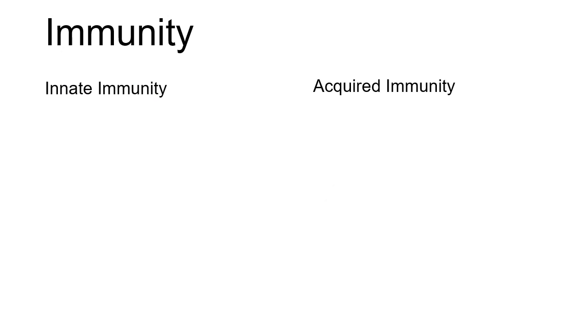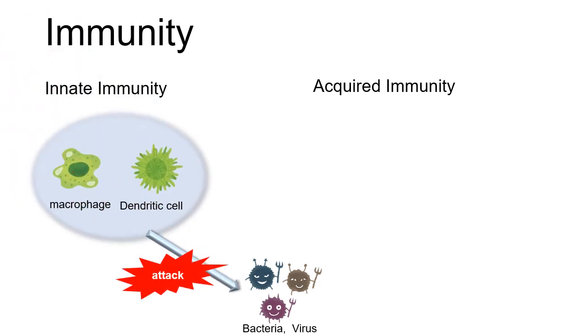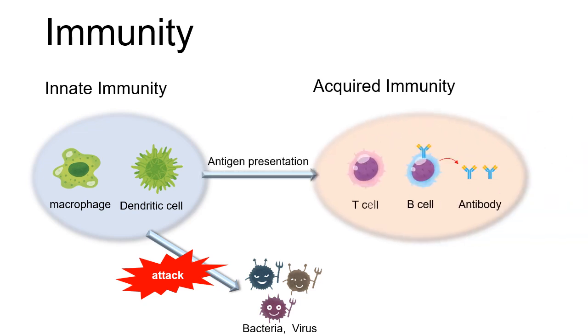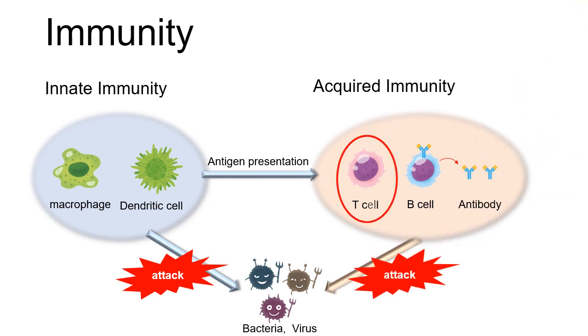Immunity can be divided into two categories, innate immunity and acquired immunity. First, when bacteria or a virus invades an organism, an innate immune response occurs. Based on the antigen information processed by innate immunity, acquired immunity is triggered. We are focused on T cells in the acquired immunity.